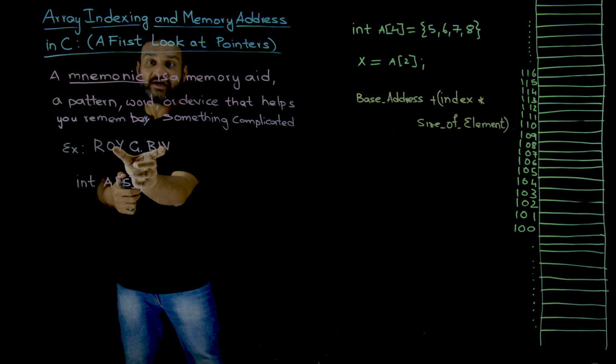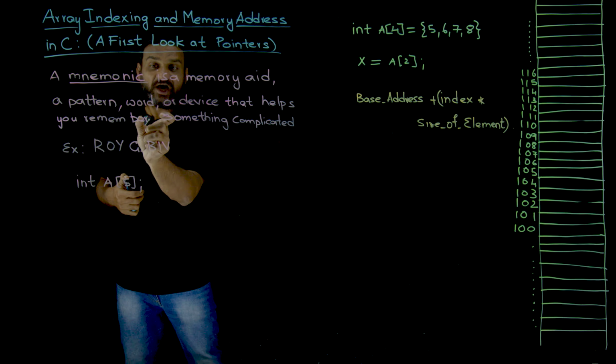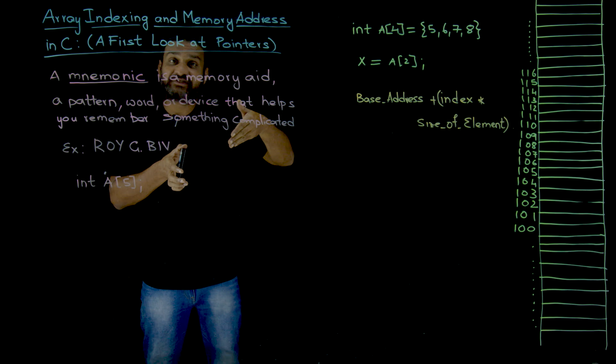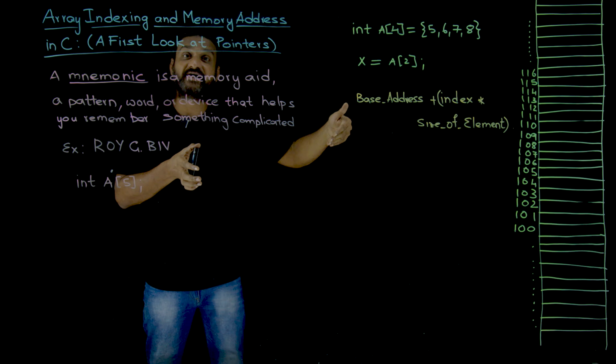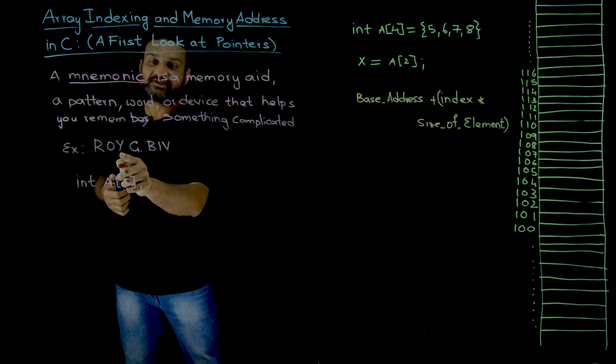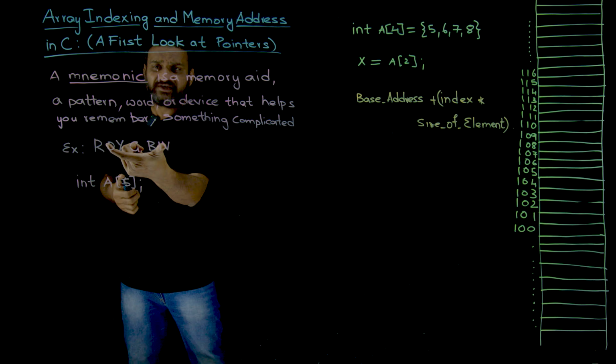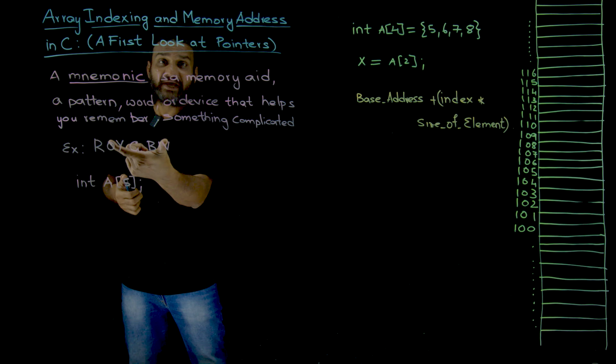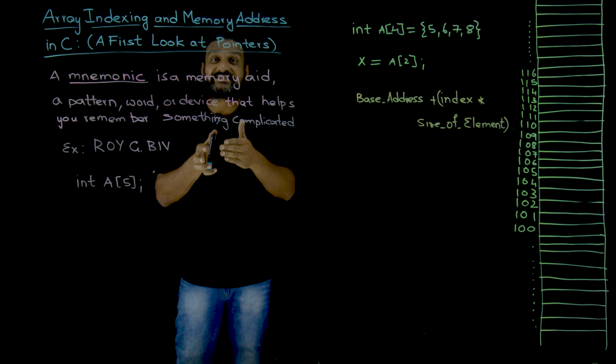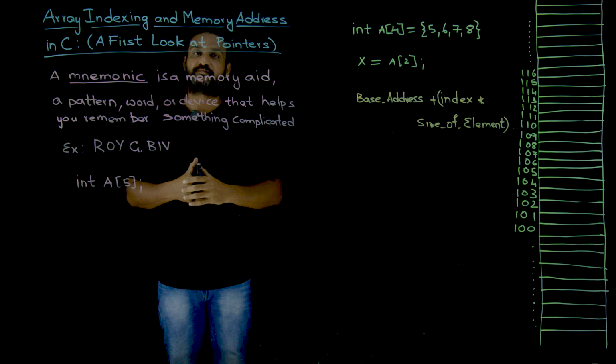So this is the pattern of words, Roy G. Biv. This is how we remember the sequence of colors that appear in a rainbow. So red, orange, yellow, green, blue, indigo and violet. So this is the sequence of pattern. This is the pattern by which we can remember the sequence of colors in a rainbow.